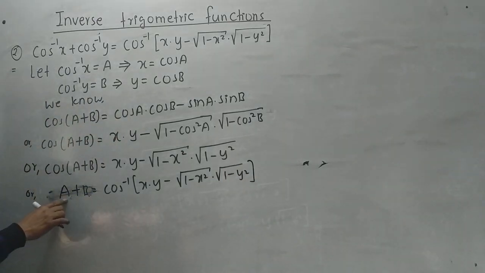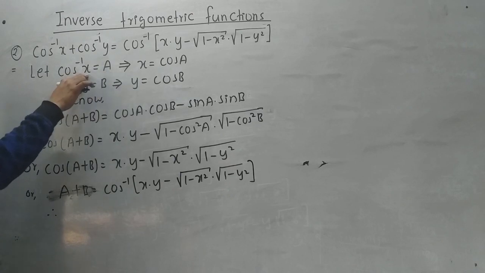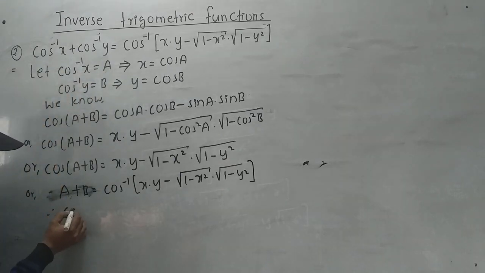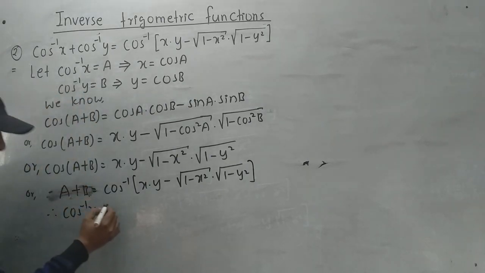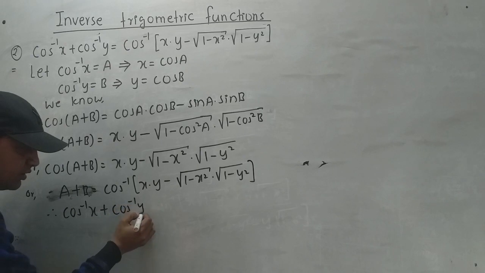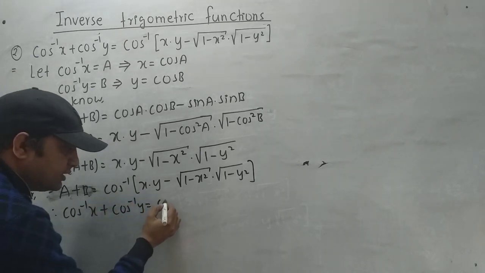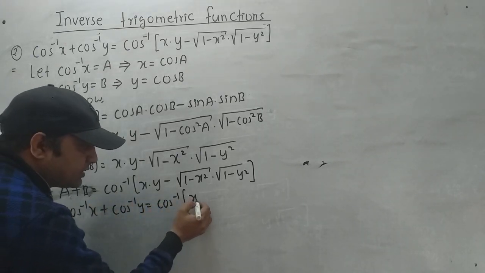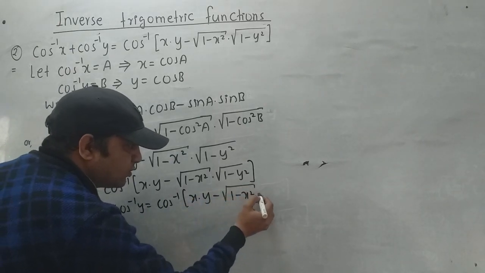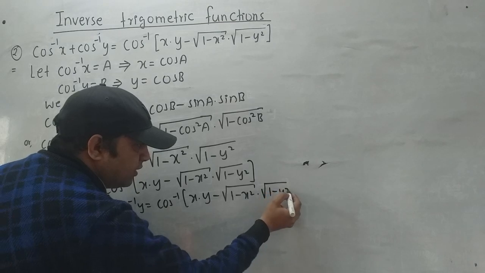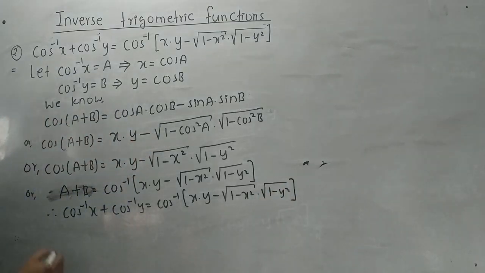So what is the original replacement for angle A? That is cos inverse x. So write that is cos inverse x plus, here it is angle B. For angle B the replacement will be cos inverse y. So you replace that as cos inverse y. So here it is cos inverse of x times y minus under root of 1 minus x square times under root of 1 minus y square.